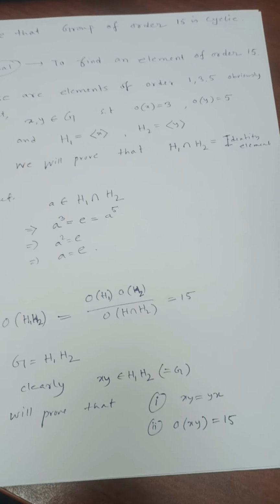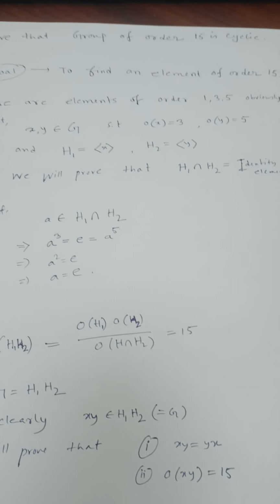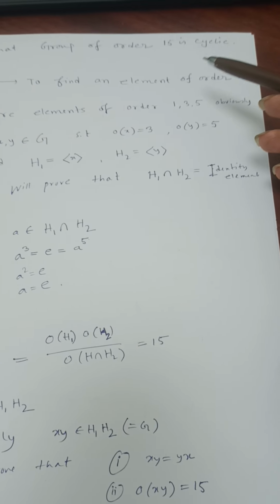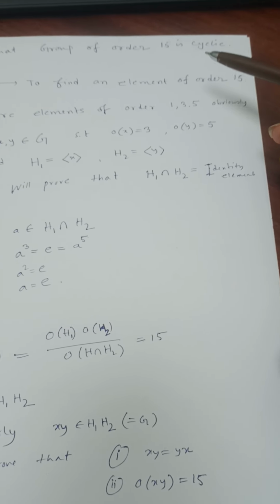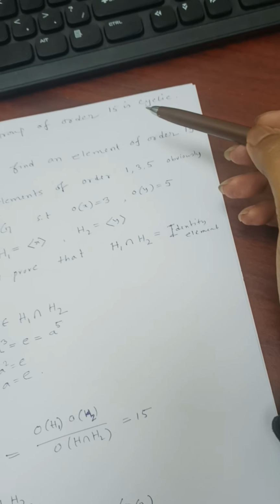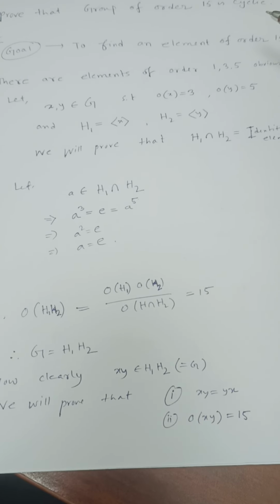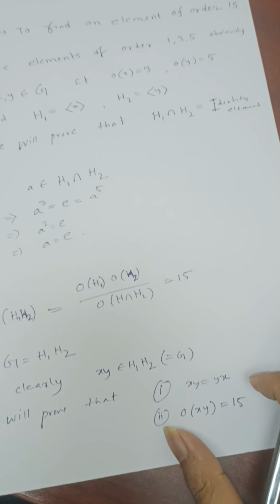So in this video I am going to discuss this problem of group theory. This problem is very much relevant to various competitive exams. The question says: prove that a group of order 15 is always cyclic. You can see the solution which I have written here. I am explaining the solution.